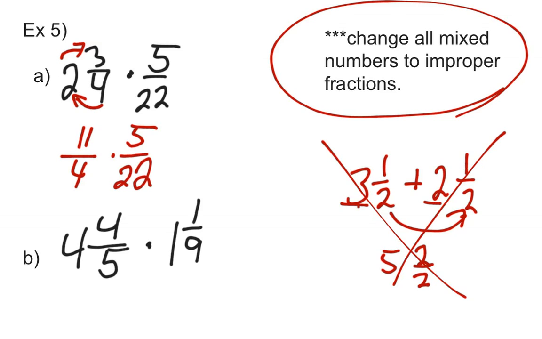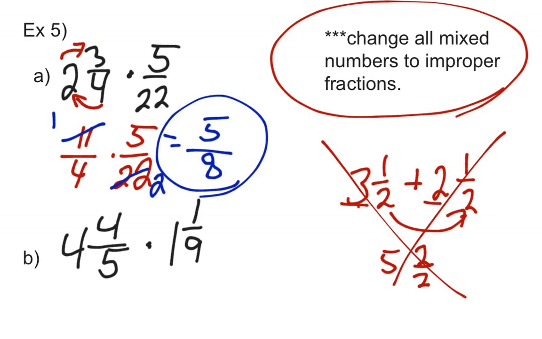11/4 times 5 over 22. And what I notice is that 11 and 22, okay, that can turn into 1/2. So I change them to 1 and 2. Okay, numerators, 1 times 5 is 5. Denominators, 4 times 2 is 8, and I get 5/8. Okay, so last problem of the day, I want you guys to try part B. Start by changing them to improper fractions, then finish the problem, and then come back and watch my answer.